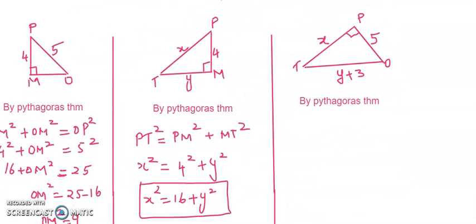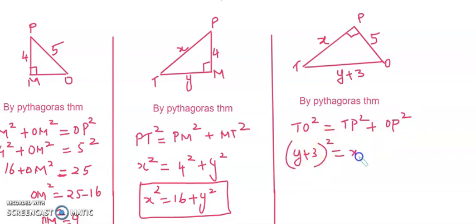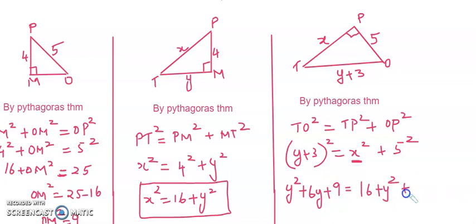So let's put the Pythagoras for this one. So here the hypotenuse is OT or TO square. TO square equals to TP square plus OP square. Okay, so we'll get Y plus 3 the whole square equals to X square plus 5 square. Here I'm going to substitute this X square from here, that is 16 plus Y square, and we'll open this. Y square plus 6Y plus 9 equals to 16 plus Y square plus 25. So this Y square and Y square goes off.